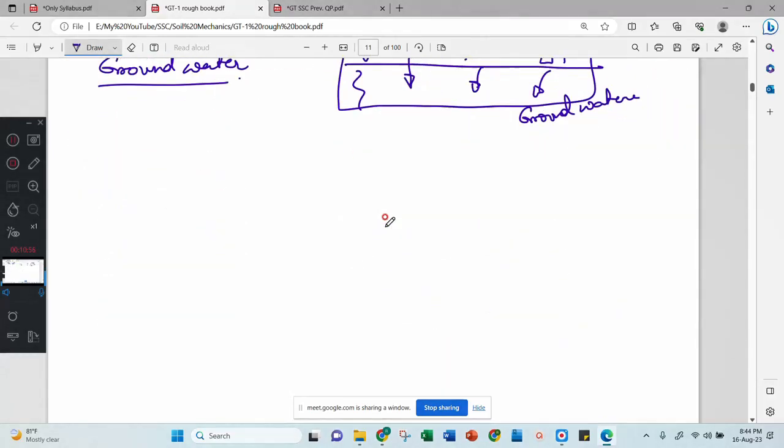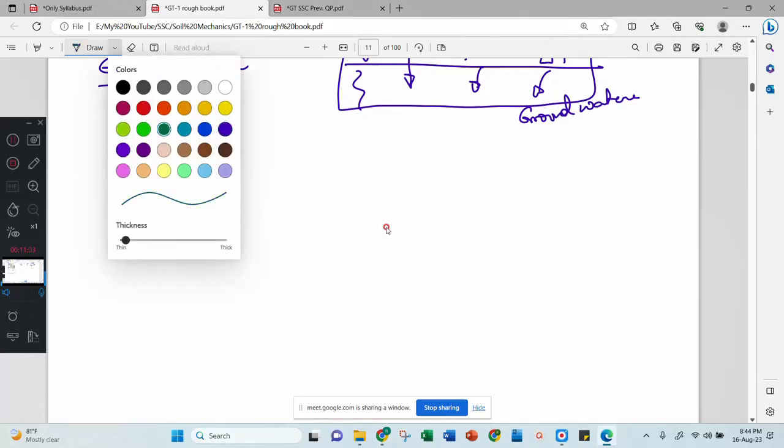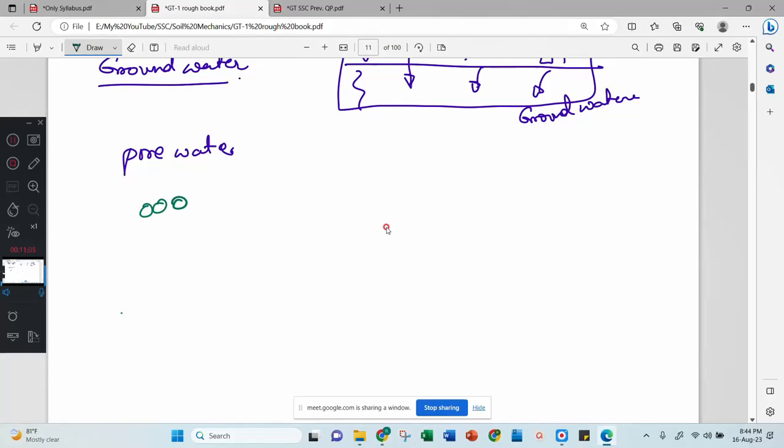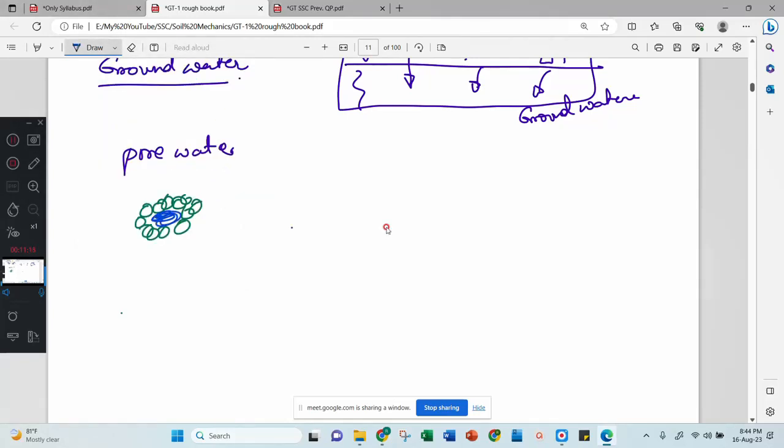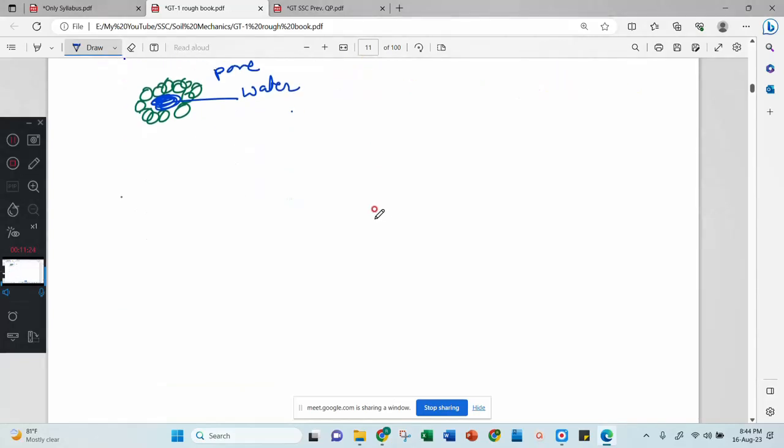Next, pore water. Next one is pore water. Pore means what? Pore means the voids present in the soil. Let us consider these are the soil particles. Then I have some void here. Then the water held between the voids is called pore water. This water is called pore water. Okay, now these are the names given to the soil water. Right? Okay. Next we will go ahead.